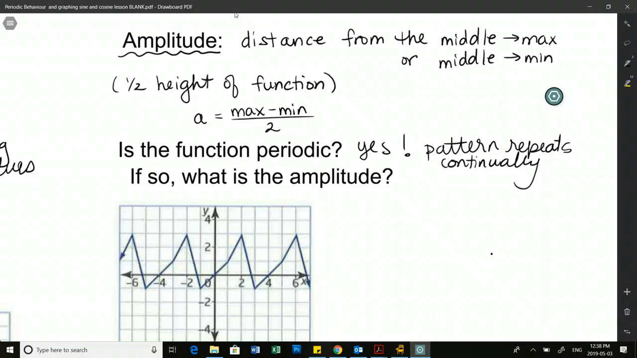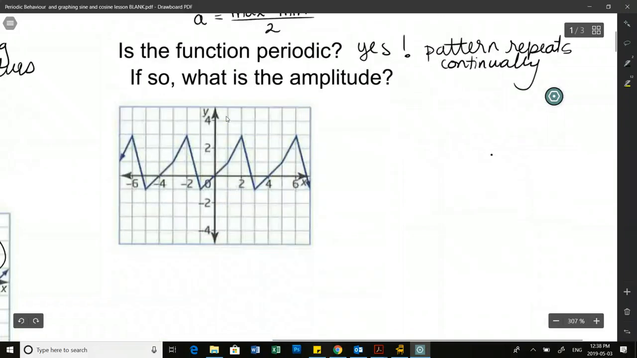Essentially, you could count the number of units from the minimum to the max and then divide that by 2 and you'd have your amplitude. So for this one, can somebody tell me what the highest value is on our function? What is the max? Here's a maximum right here. Okay, good. And what's the very lowest point on our function? There's one right here.